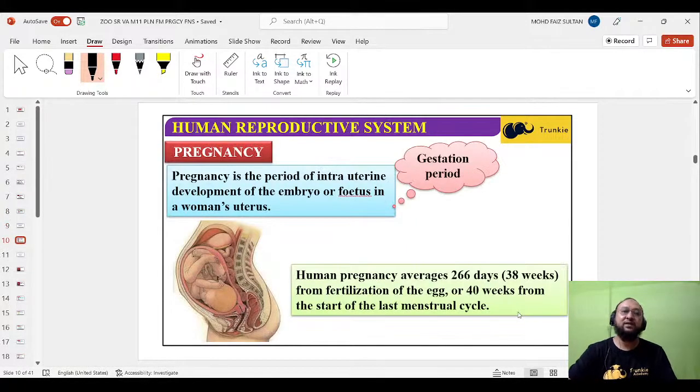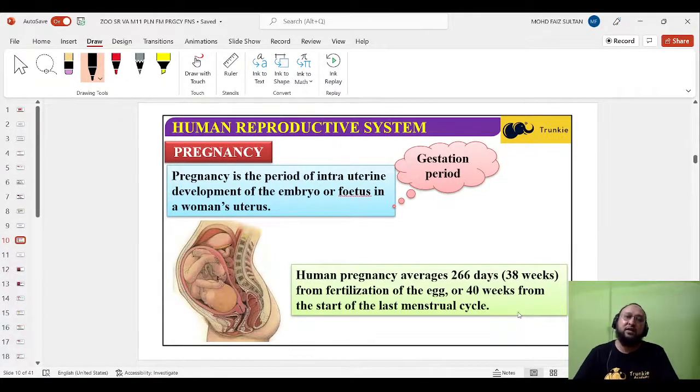Now, after this is pregnancy. Pregnancy is the period of intrauterine development of the embryo or fetus in the woman's uterus, in the womb of the mother. Once the zygote has formed, it moves on to form the morula, cleavage takes place, and the blastula forms. After it is implanted, the embryo and fetus grow and develop in the uterus or womb. That period is pregnancy, also called the gestation period.